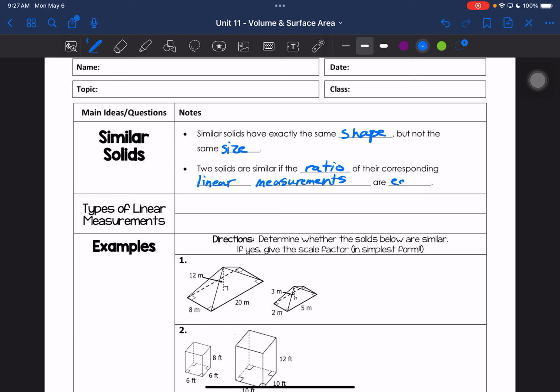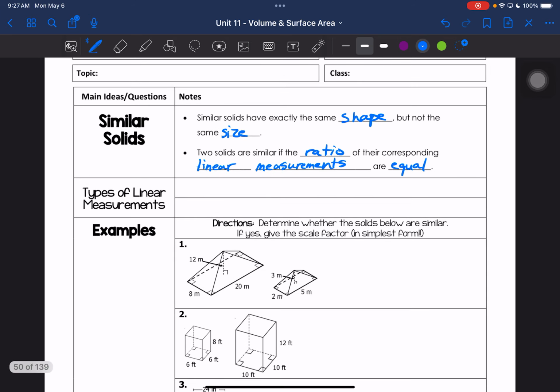Two solids are similar if the ratio of their corresponding linear measurements are equal. And so we're going to be talking about ratios again, which is something that was brought up in Unit 6 whenever we would work with proportions. Those were examples of ratios. When we say linear measurements, there's a couple things that we're talking about, and we'll list them out here.